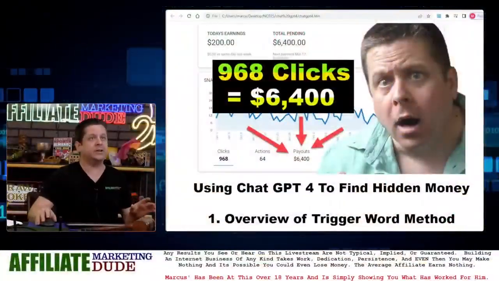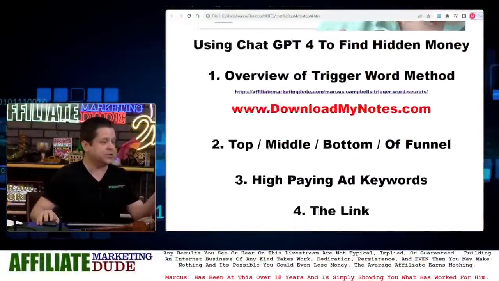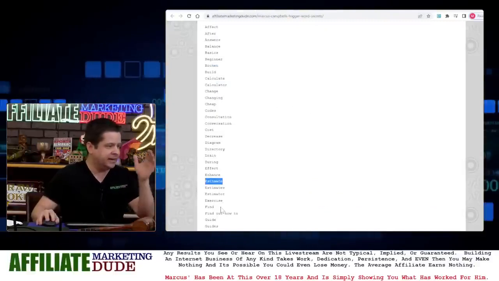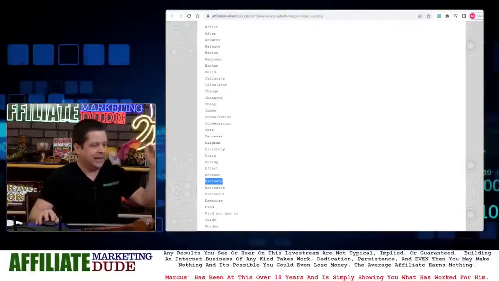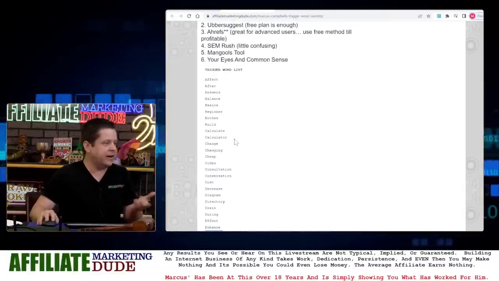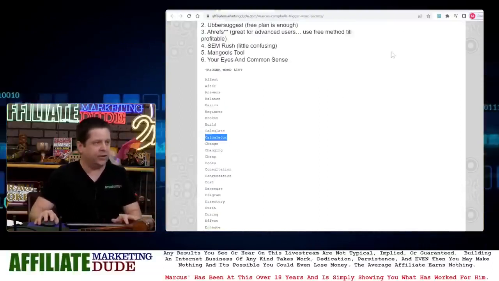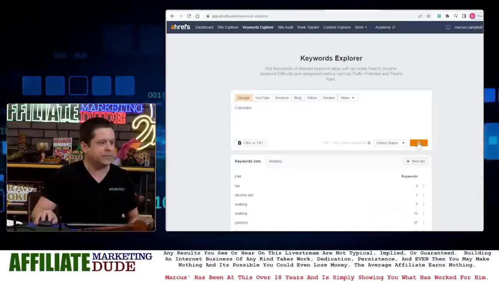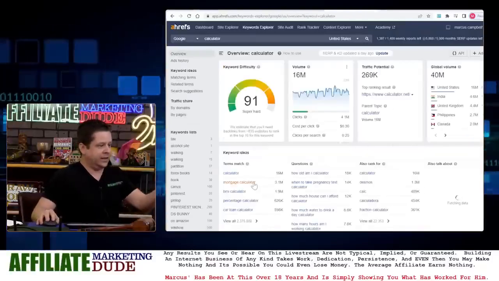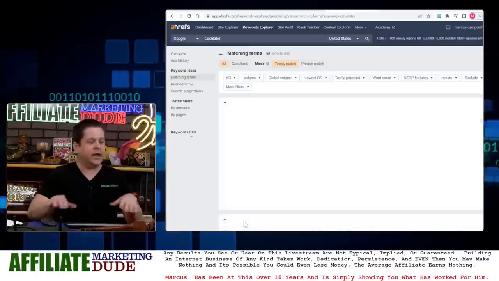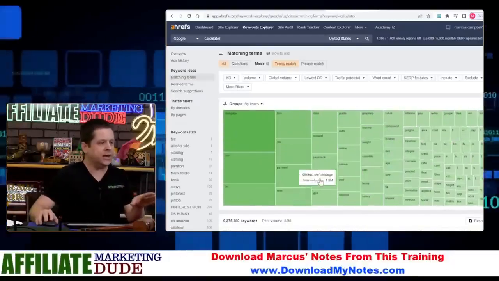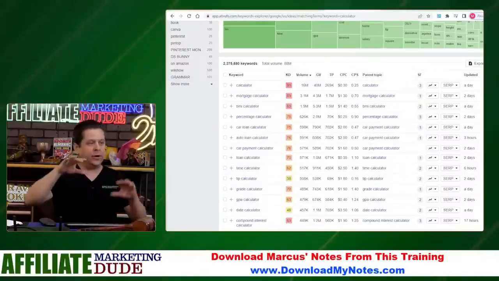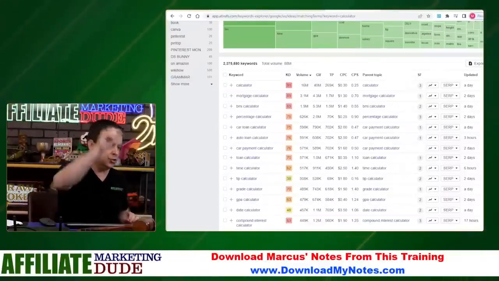Okay, first, we need to understand our trigger words. Our trigger words are going to take us through and they will tell us exactly what to do. Estimate, find, guides, hints, help, calculator. Calculator is always a good one. When we have calculator, we can see what types of calculators people are looking for, right? Like this. Okay, calculator, mortgage calculator, BMI calculator. Now, when we look at these, we're going to start to understand what these people are looking for, and we are going to see the competition drastically go down.